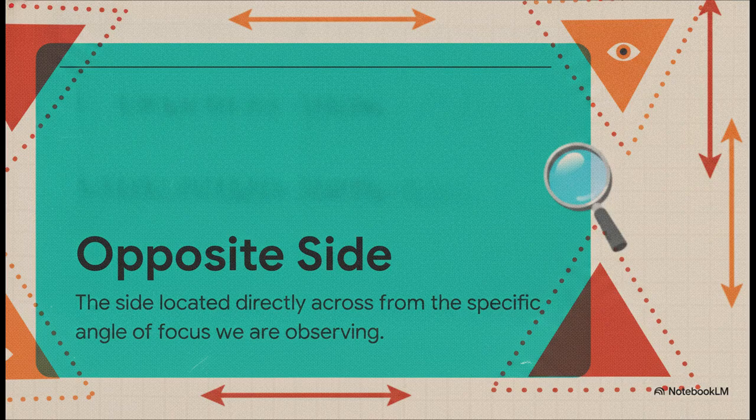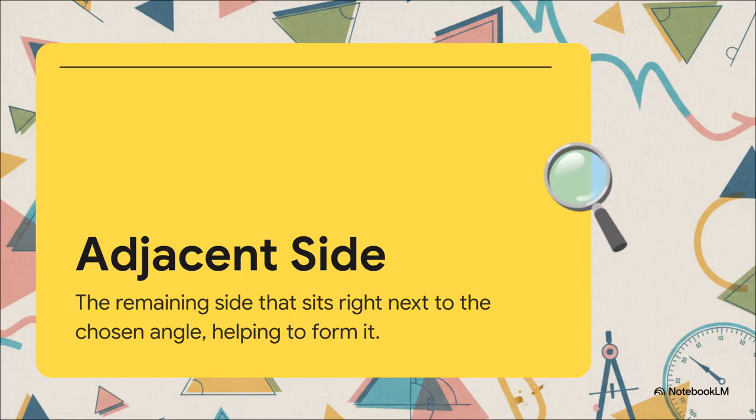Next up is the opposite side. And hey, it does exactly what the name suggests. It represents the side sitting directly across from the specific angle we're focusing on. Just imagine you're standing inside the triangle right at the angle we care about, looking straight ahead. That wall you're standing directly at? Yep, that's your opposite side. And finally, the adjacent side. Adjacent literally just means next to. So this is the side sitting right beside our chosen angle, helping to actually form the angle itself along with the hypotenuse. This side completes the whole framework of our right-angled triangle.